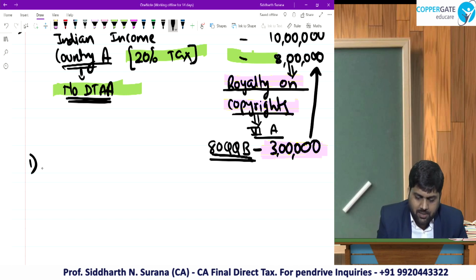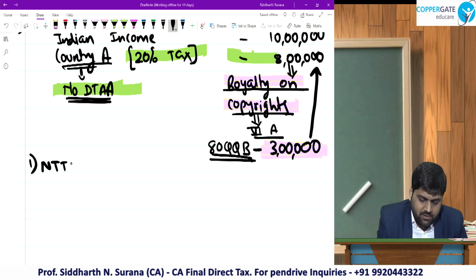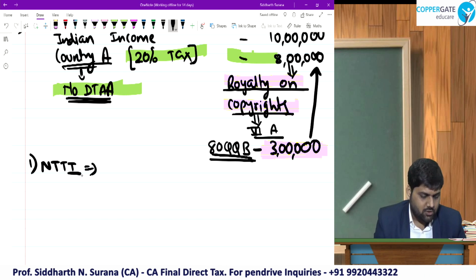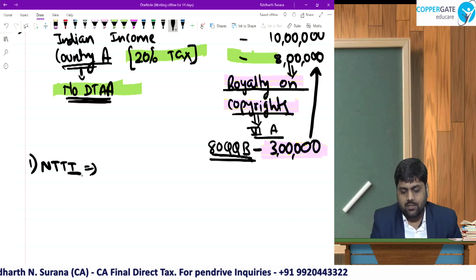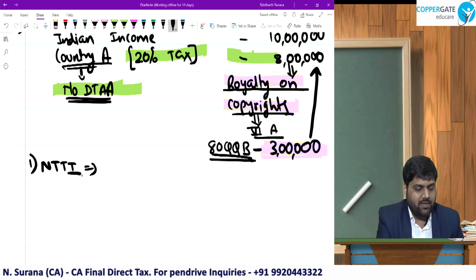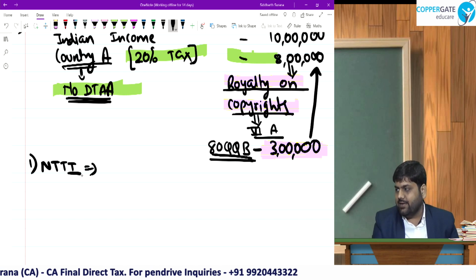So what's our first step? We will have to calculate net taxable total income. Please help me with the amount of net taxable total income.